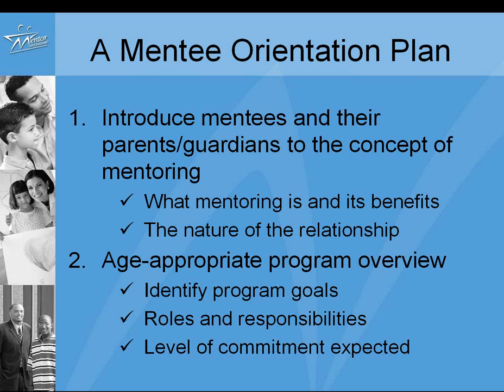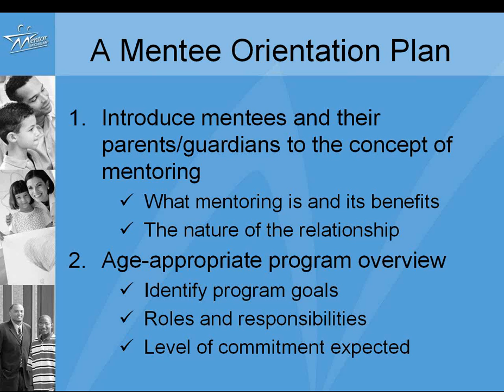First of all, an introduction to the concept of mentoring, and it should address some of the following issues. So first of all, what mentoring is and how it can benefit both mentors and young people, because we know it benefits both groups. And then second, the nature of the mentor-mentee relationship and the level of personal involvement that's involved.